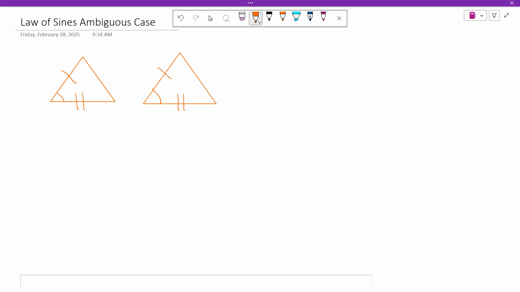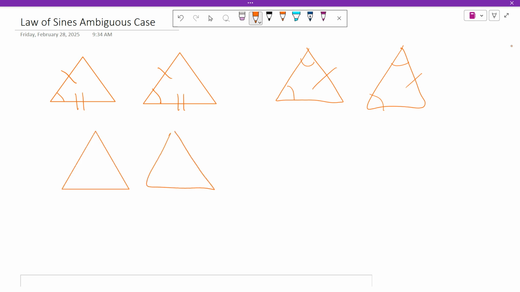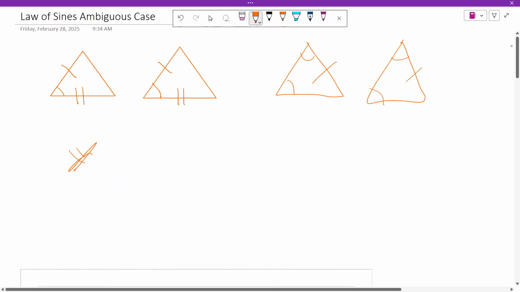Okay? We had side, side, side. We had angle, angle, side. But in geometry, if you can remember that far back, let's try this again. I didn't mean to delete those.